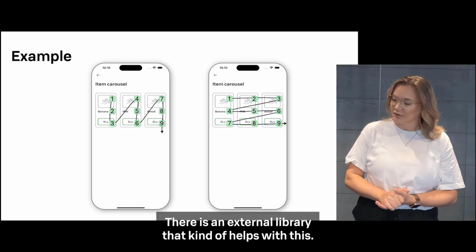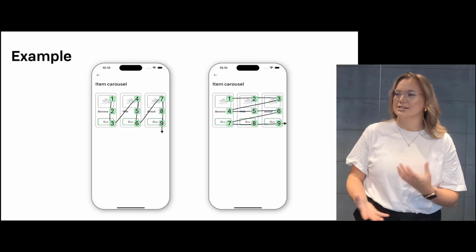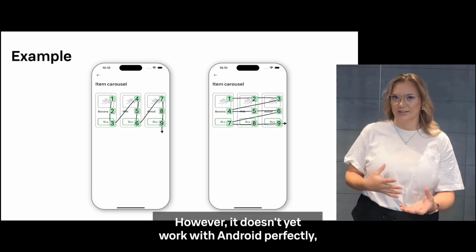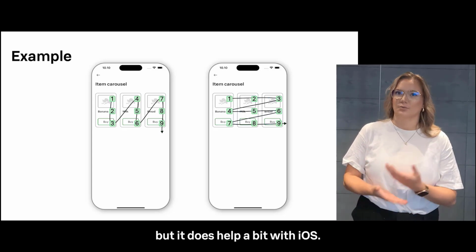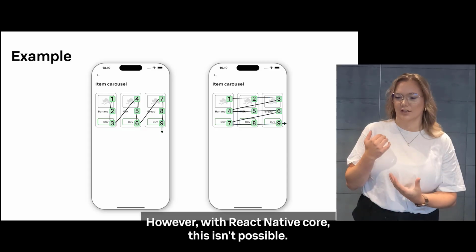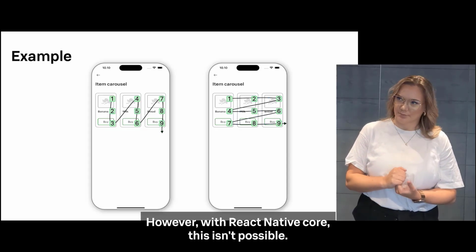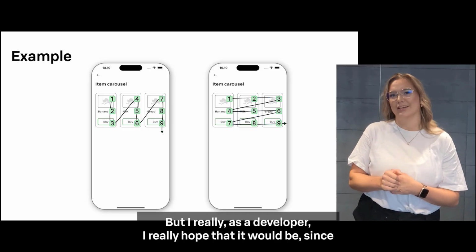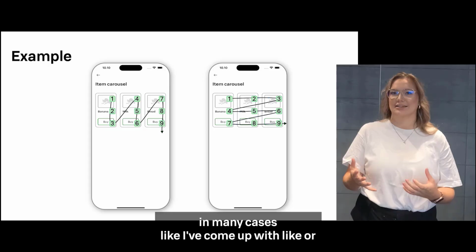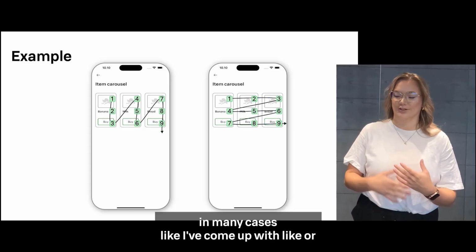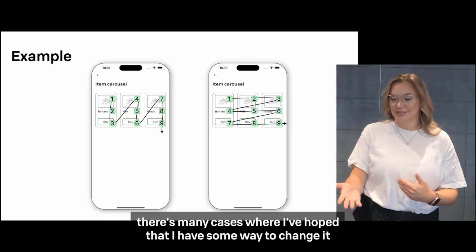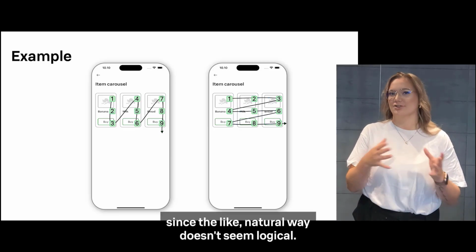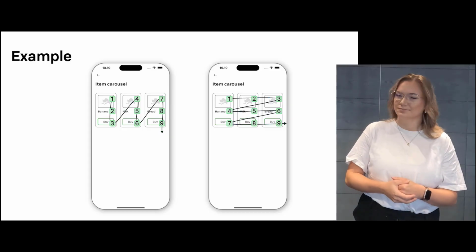There is an external library that kind of helps with this. However, it doesn't yet work with Android perfectly, but it does help a bit with iOS. However, with React Native Core, this isn't possible, but I really, as a developer, hope that it would be, since there are many cases where I've hoped that I have some way to change it, since the natural way doesn't seem logical.